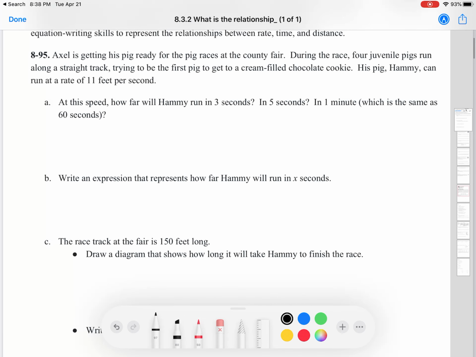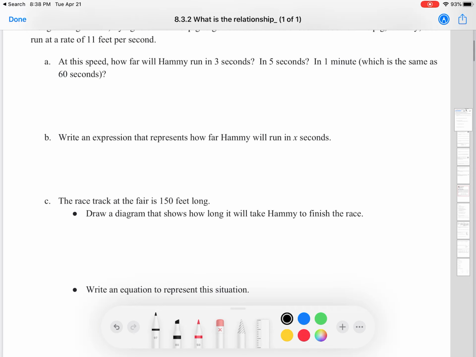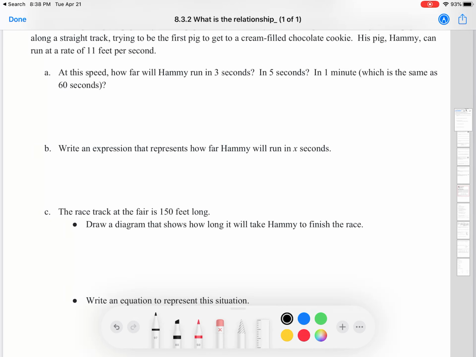Axel's getting his pig ready for the pig race at the county fair. During the race, 4 juvenile pigs run along a straight track, trying to be the first pig to get to a cream-filled chocolate cookie. His pig Hammy can run at a rate of 11 feet per second. At this speed, how far will Hammy run in 3 seconds, in 5 seconds, in 1 minute, which is the same as 60 seconds?